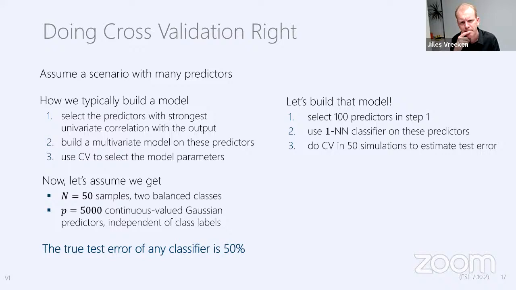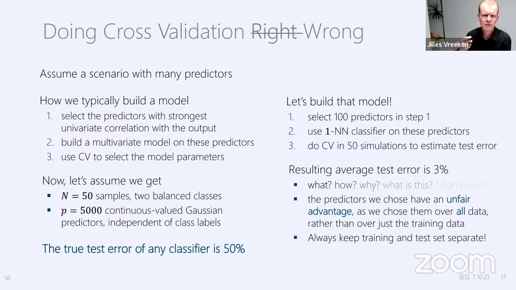But what do we get? It's a bit surprising, because what we get is that the average test error is 3%. And it should be 50. So what is this? This doesn't really make sense.